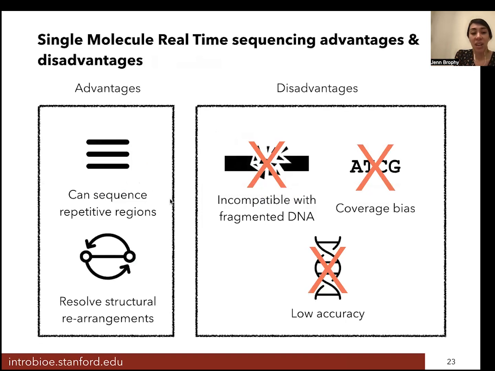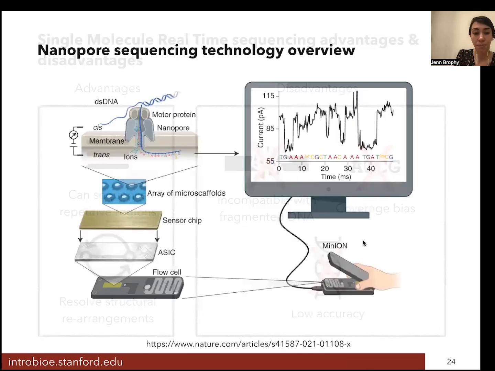Okay, so it has these advantages of being able to sequence repetitive regions and resolve structural rearrangements, but it's not compatible with fragmented DNA. Again, the advantage here is being able to sequence a long segment. If you have a really short piece of DNA, it would zip through the polymerase really fast, but not be a very good use of the technology. It does have a little bit of coverage bias, so it's not perfect at reading all bases, and it is low accuracy, although we get over that low accuracy problem by sequencing the same molecule many times in a row.